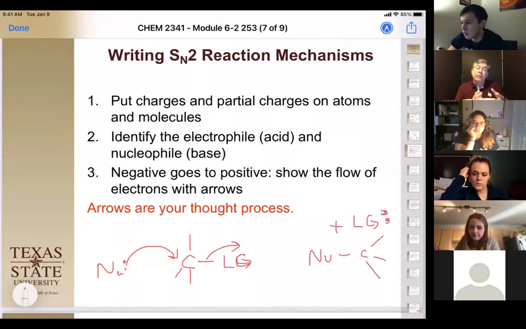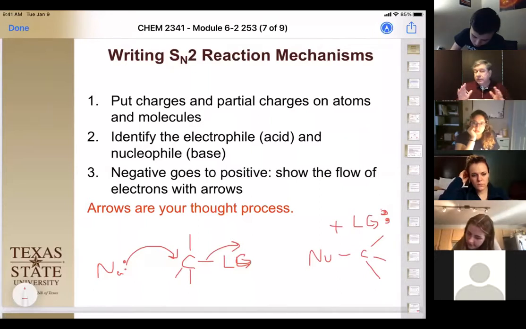And again, if our nucleophile is negatively charged, our leaving group is going to be negatively charged. Okay, if our nucleophile is neutral, it depends on the nature of the leaving group.